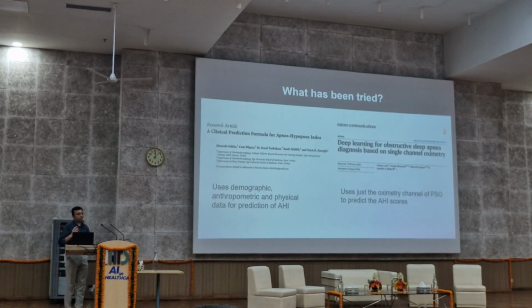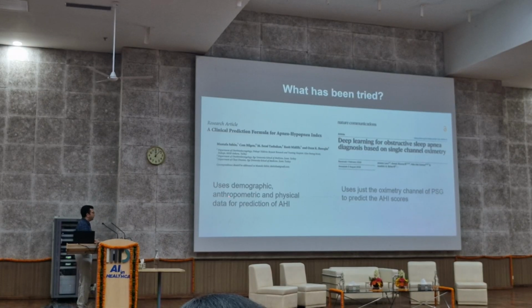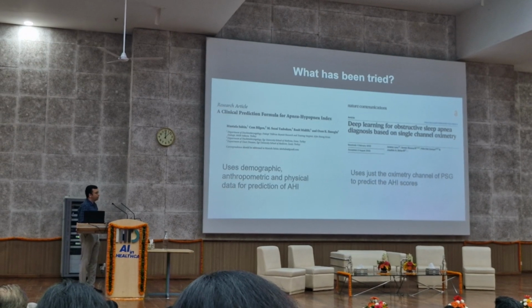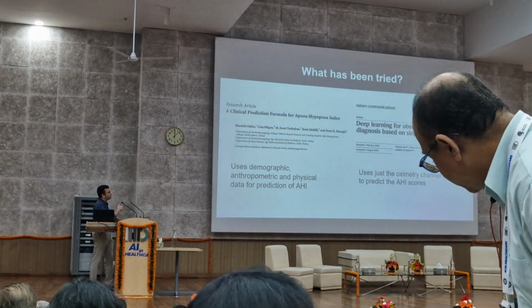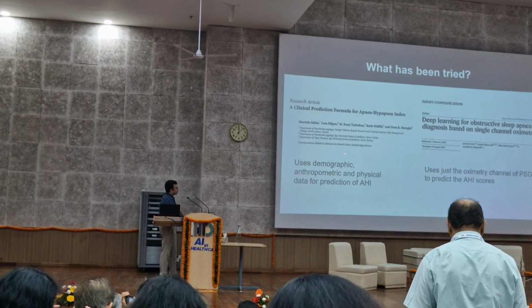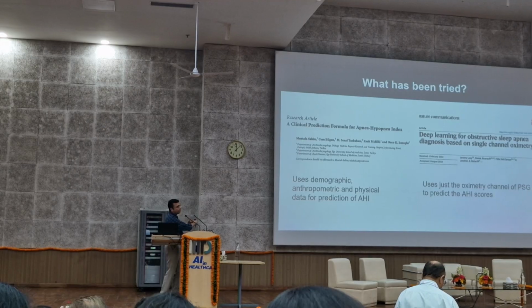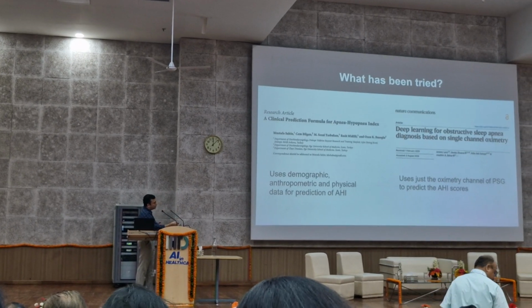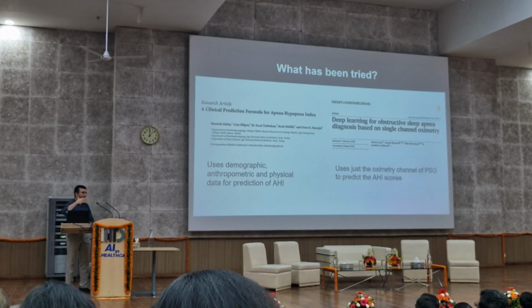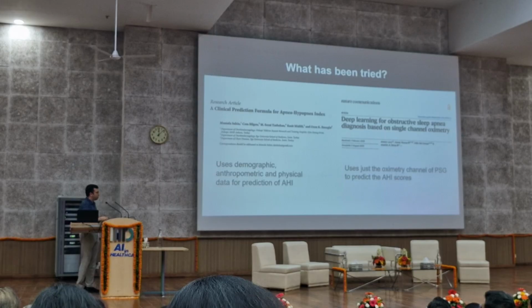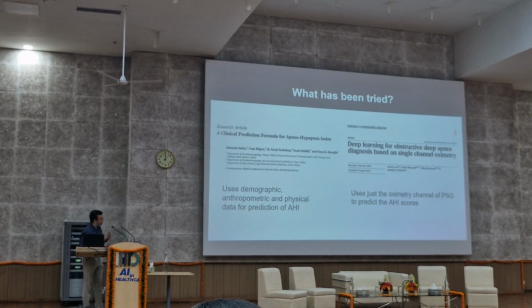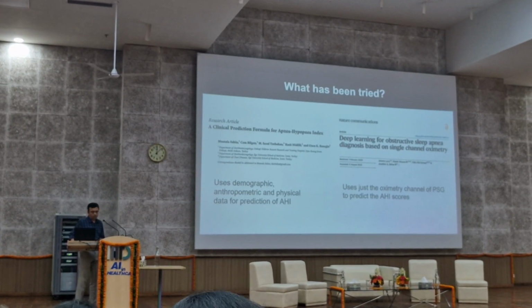There are two classes of methods that people have tried. One class of methods focuses on demographic or anthropometric metrics to find out whether you can predict the AHI, which is the apnea-hypopnea index. So this is one class of methods that works independent of the channels. Then there is a second class of approach where people have started to think about the frugal approach: you have a machine, but rather than measuring all different channels, let's just focus on one channel. This paper that came out last year talked about just measuring the oximetry channel to predict the different classes of patients. But does it really work?